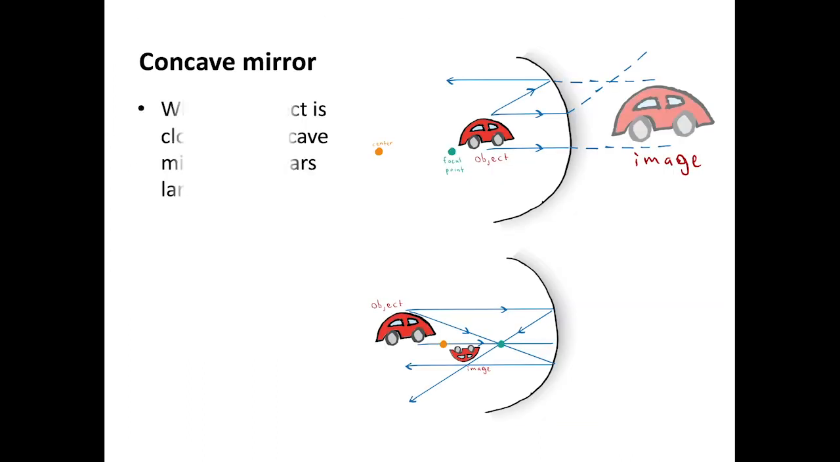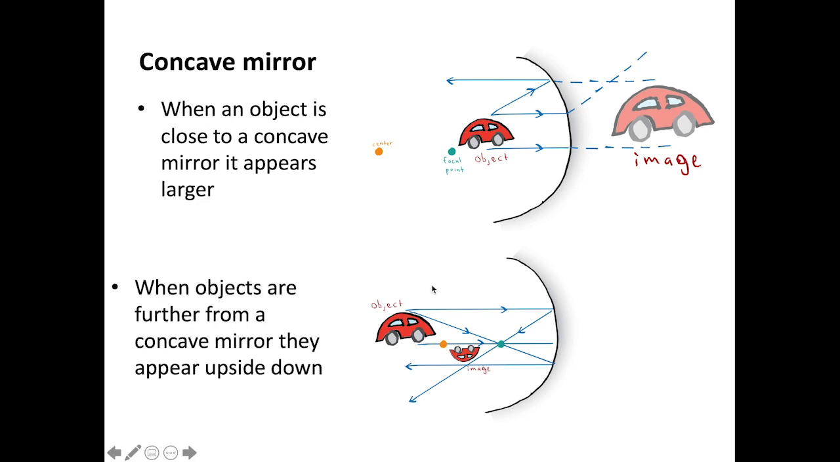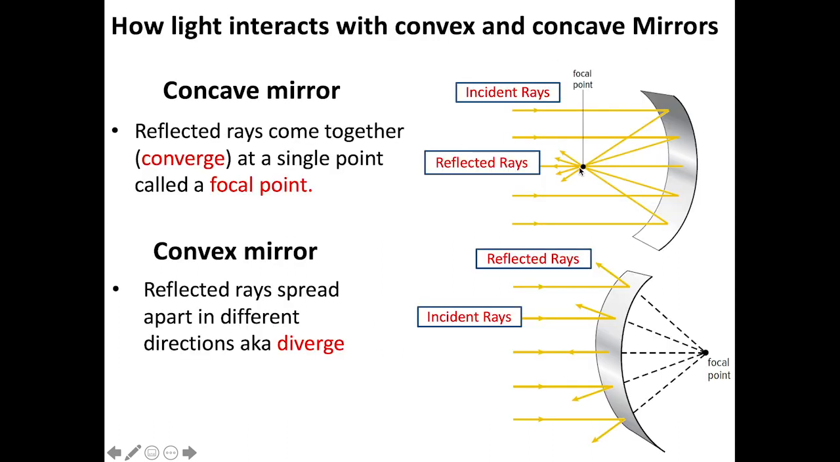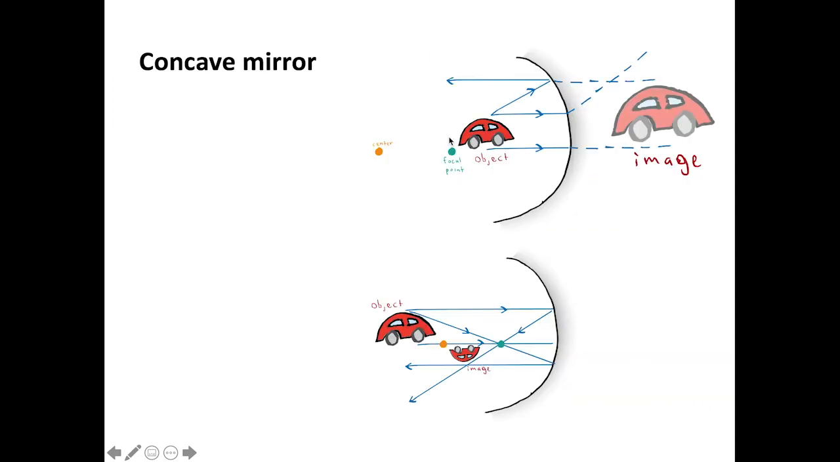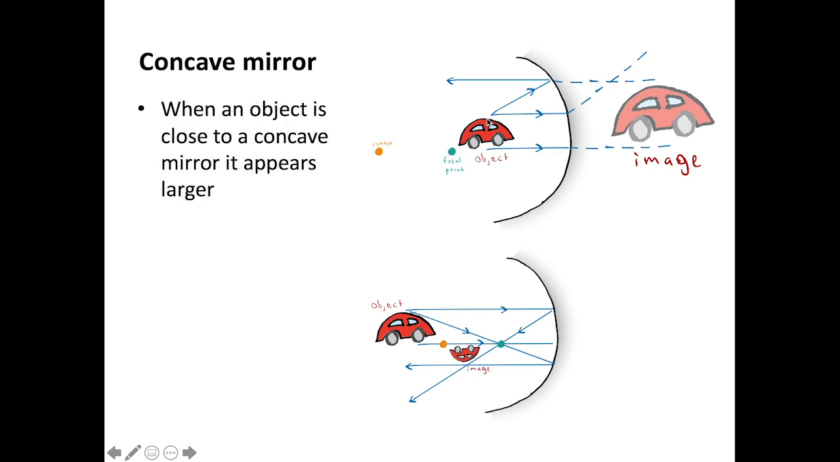Concave mirrors, this is kind of what they do for images. When an object is close to a concave mirror, it's going to be larger. Remember that point I was talking about, the focal point, where all those light rays imaginarily converge. I can't see that, but I can figure out where it is mathematically. So if my object is beyond the focal point and really, really close to this mirror, what's going to happen is the image on the other side of the mirror is going to be really, really large.